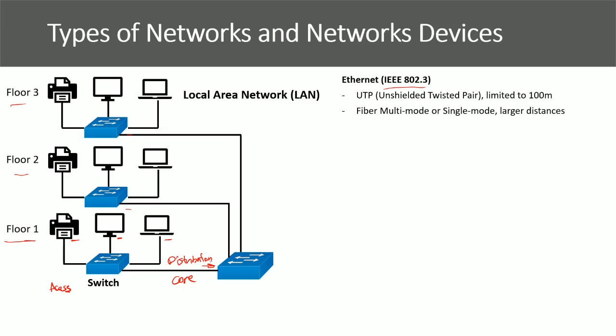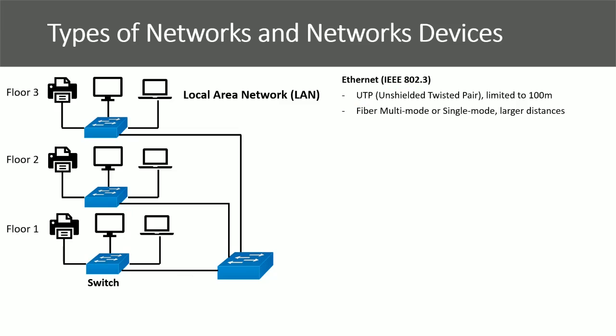Ethernet can be defined over different types of cables. For example, it can be defined over UTP, which stands for Unshielded Twisted Pair, but UTP is limited to 100 meters. Ethernet can be also defined over fiber, which can be multi-mode or single mode, and this can go for larger distances. We will discuss Ethernet, UTP, and fiber in more details in the coming slides of this video.